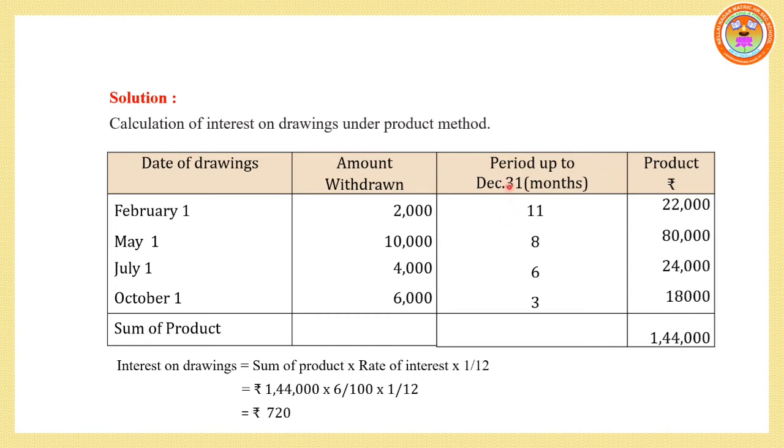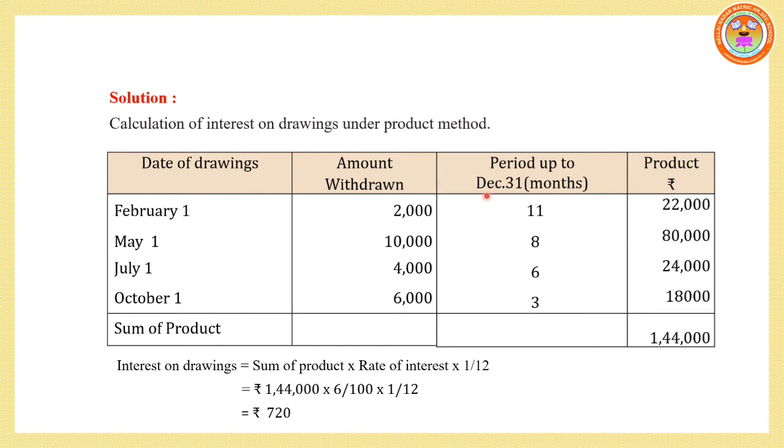Third column, you have to create period. So look at the accounting period. When are they closing? 31st December. Now, when has he withdrawn first time? February 1. So from Feb 1 till December end, how many months are there? 11 months. So first fill the period column. Then next one, May 1 till December, 8 months. Then July 1 till December, 6 months. October 1 till December, 3 months.